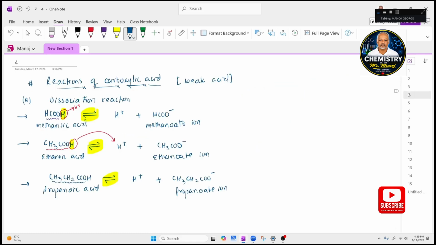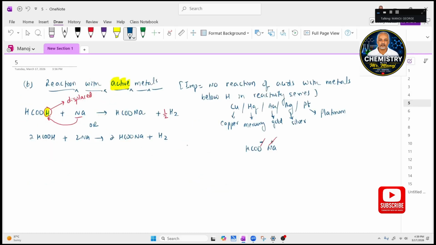Now here you already studied, it's methanoate ion. So can you guess the name of this salt? This is called sodium methanoate. So it's a salt. Because remember, acids plus metals gives us salt and hydrogen. So this is the reaction with sodium. Now this was our first reaction.